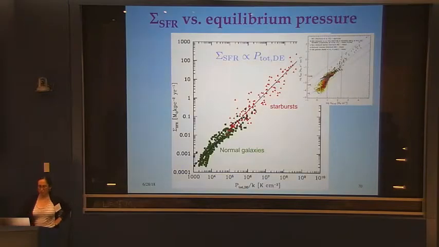And this is putting together the results comparing starbursts up here and normal galaxies down here. This is basically the same as the KINGFISH galaxies, but this is for starbursts. It's following the same relationship. And so I would argue this is a better way to look at star formation than in terms of the gas surface density, because it's taking into account the environment, in particular the gravity, as well as the fuel for star formation.